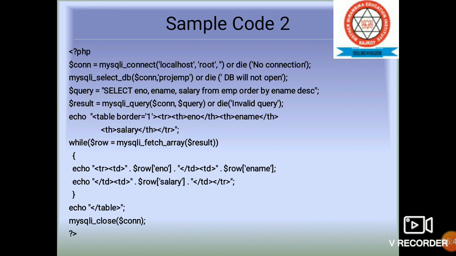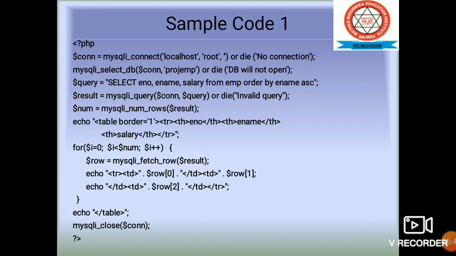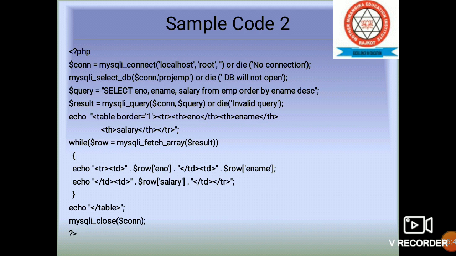So in the previous example we were giving $row of 0, here we are passing $row of employee number. $row of 0 or $row of employee number, both are the same. You can retrieve the data based on column index or column name also. Second is $row of employee name, and third is $row of salary.